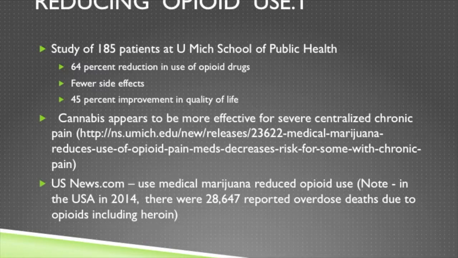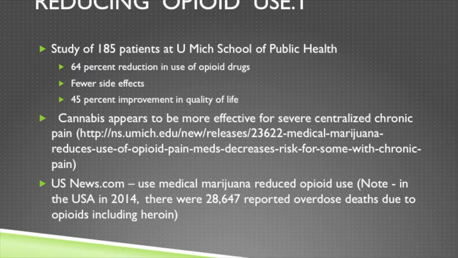There was a study of 185 patients at the University of Michigan School of Public Health, and they all were using cannabis, and 64% of them experienced a reduction in their need for opioid drugs. They also had fewer side effects. If you've ever had a horrible accident of some kind and you're put on opioid drugs, you're probably not going to remember much. You'll wake up with a headache and a lot of other things.